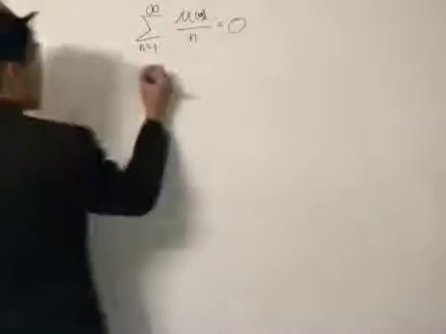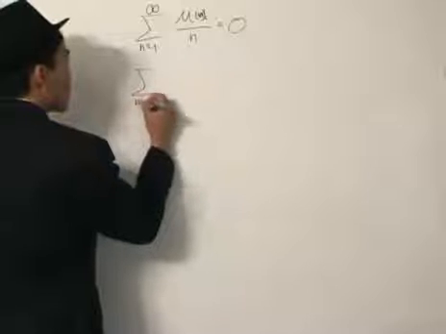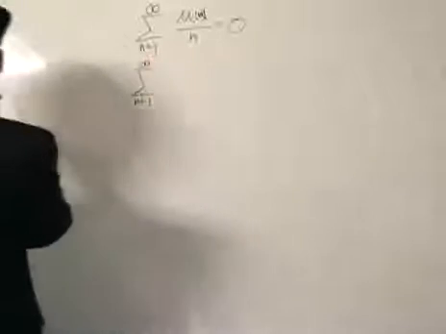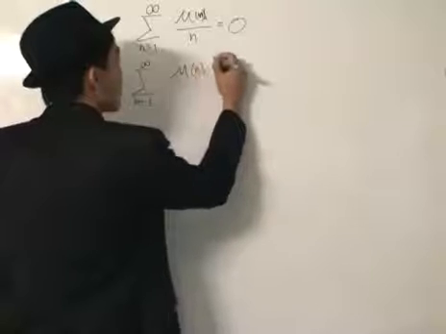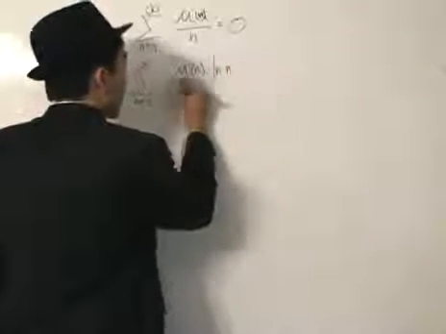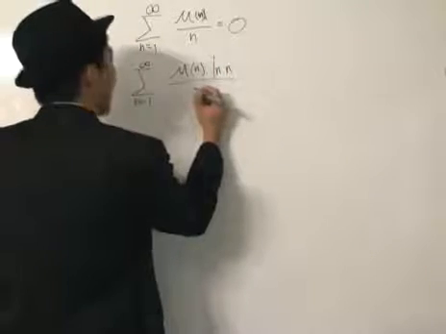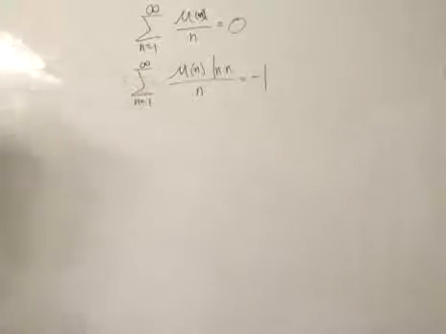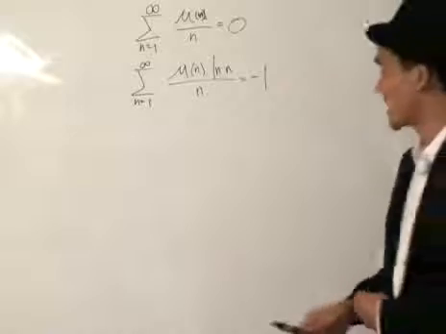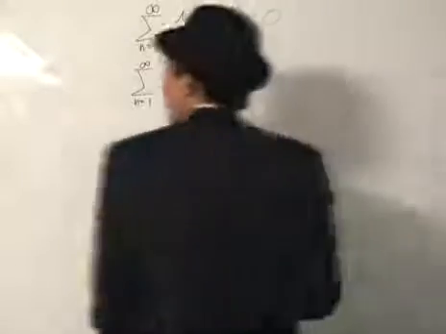The second one, summation of n equals 1 to infinity, is a bit of the same thing. You take the Möbius function of n, now you multiply by ln n, and then you divide it by n, and you will get minus 1. Rather similar, just inserting the ln n. Though I must say, when you insert ln n, things change a lot. But that's how the function goes.